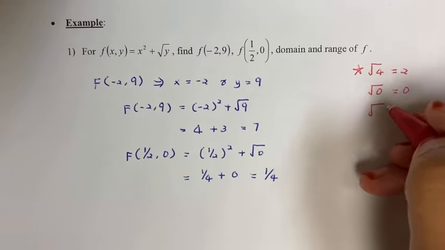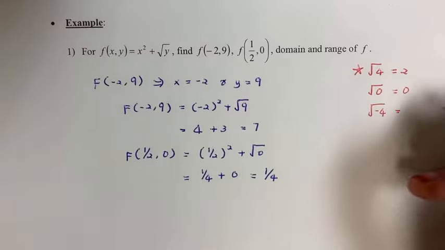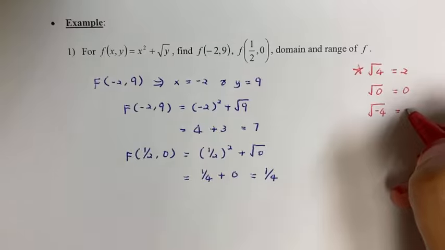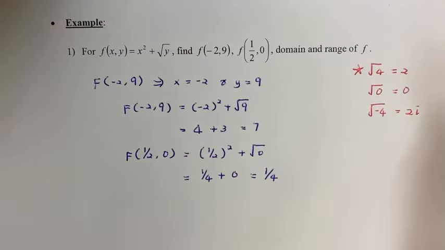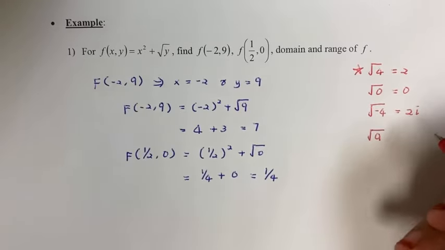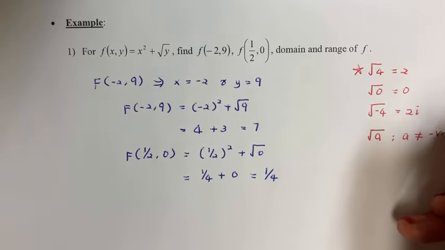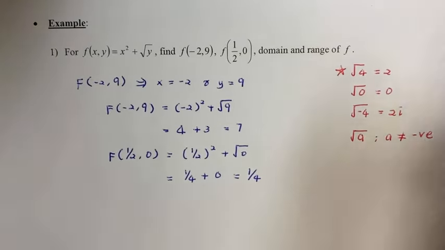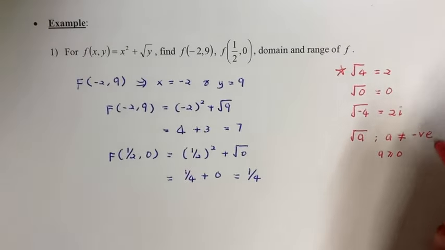But if you find the square root of −4, this is equal to a complex number, 2i. A complex number makes the function undefined. So the first restriction is, if you have a square root of a, then a must not be a negative number, but it can be a positive number. So this is the restriction.